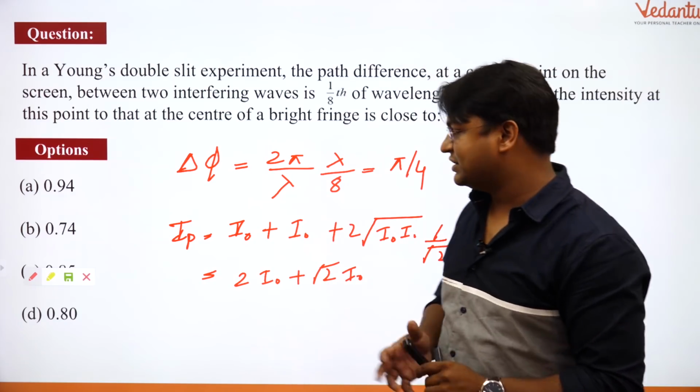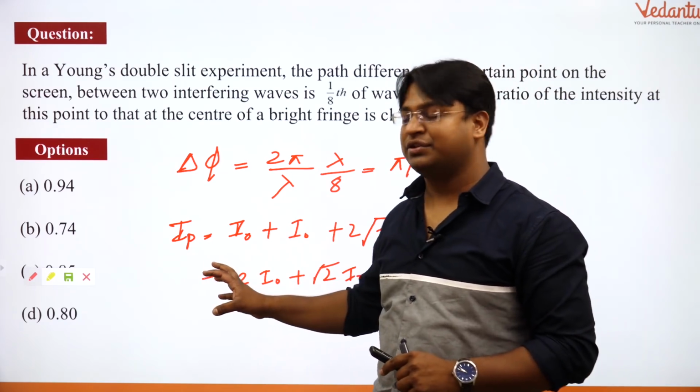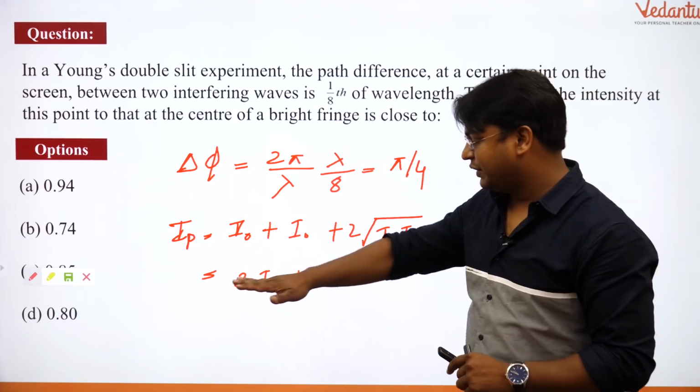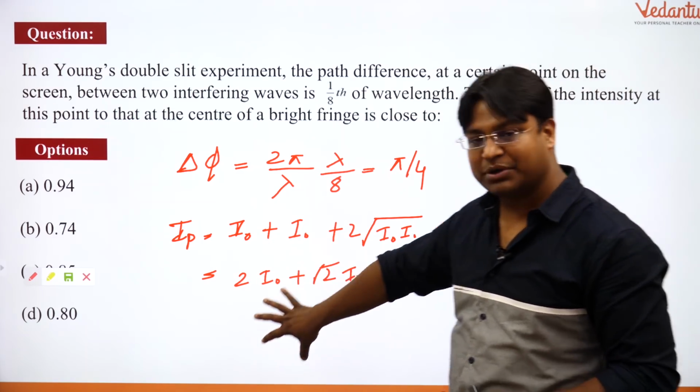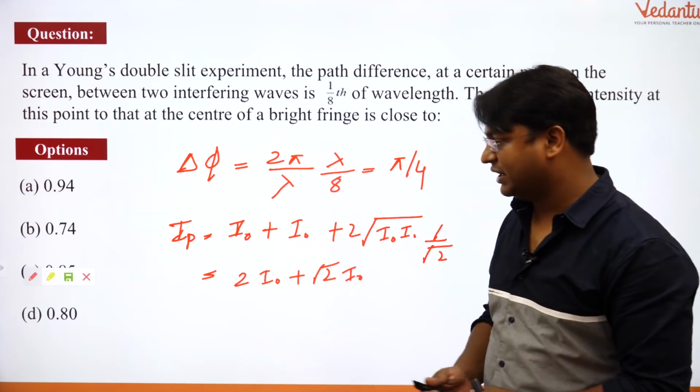So the intensity at a bright fringe would be 4 times I naught. So we divide this number by 4, I naught gets cancelled, and we are left with numbers only. We do the calculation, and we'll get the answer.